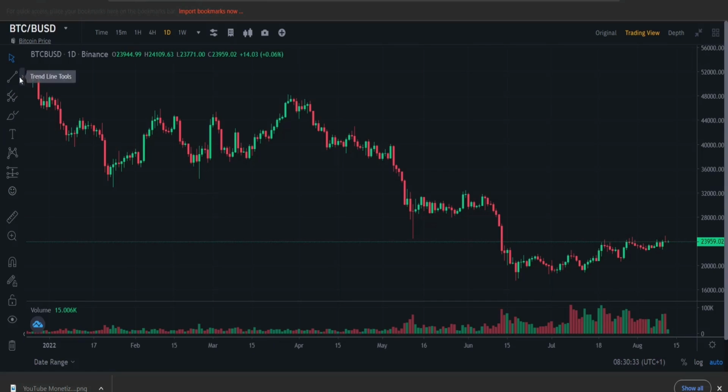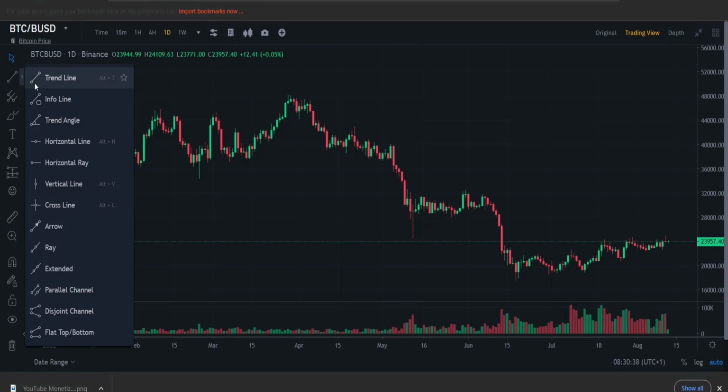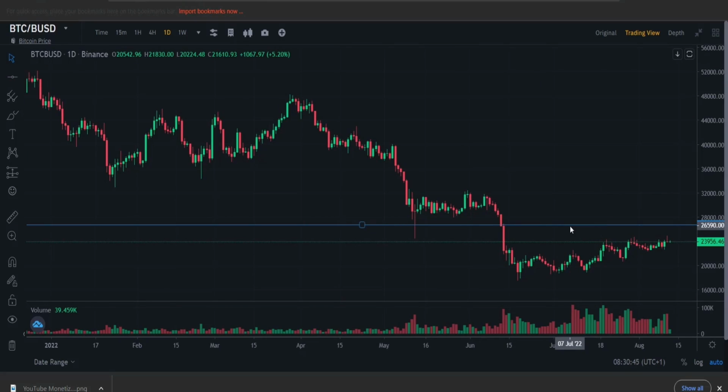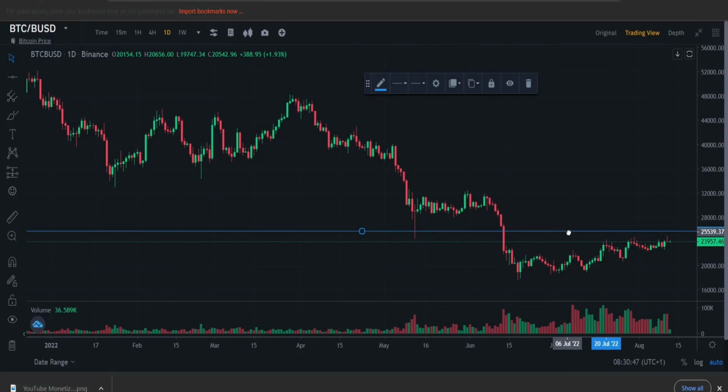I will be taking time to explain this in detail because most people don't get this rightly. Let me take a horizontal line and place it right here. Let me drag it down a bit. Okay, 25,500. So you are saying in the next 4 to 5 days, BTC will not go up to this level.